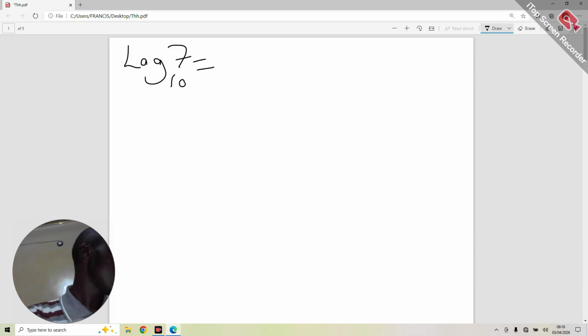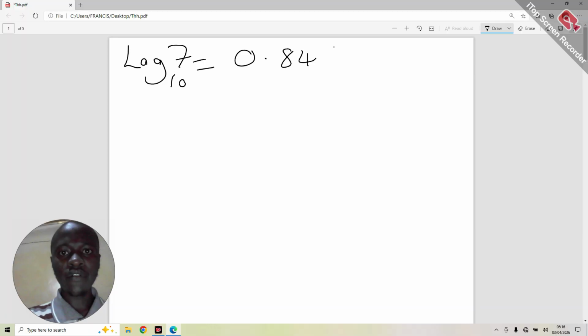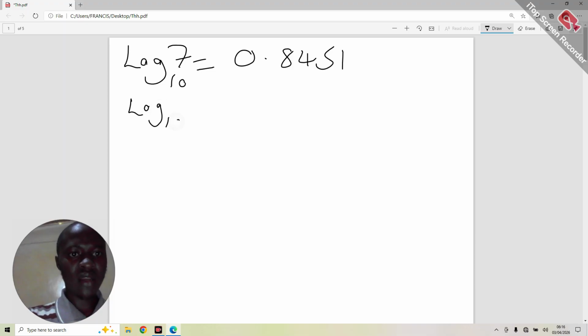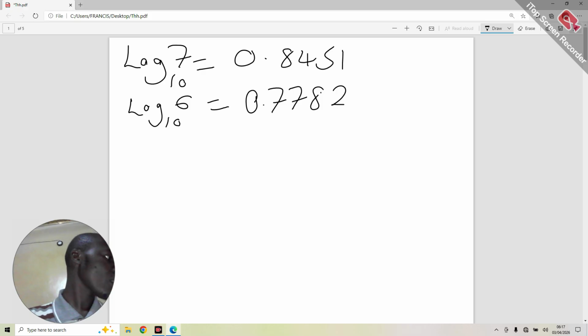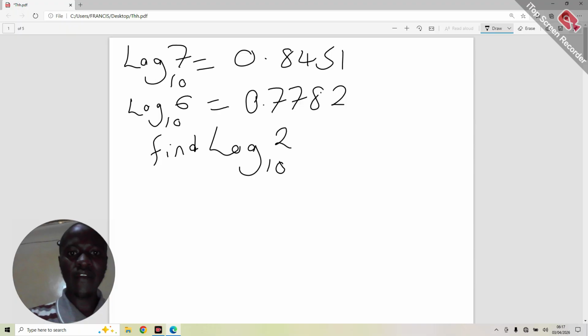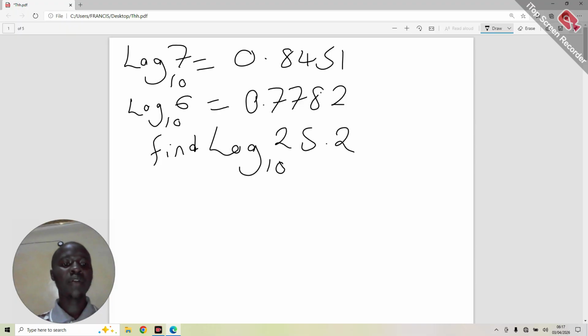Given that log base 10 of 7 is equal to 0.8451, and log base 10 of 6 is equal to 0.7782. Find log base 10 of 25.2.